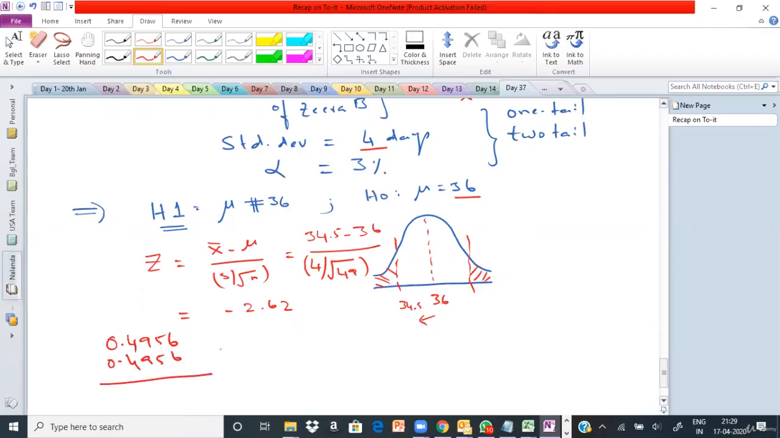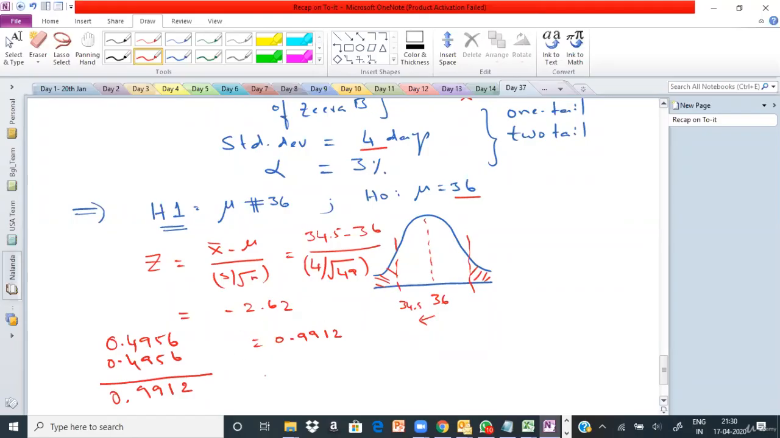Because it's two-tailed, right? If you look into the Z table, it's only one side. So this is the value. What is the value here? This is 2.11, 19, 9. Okay, it is 0.9912. But actually this minus 2.6 is falling, it's going way beyond it.